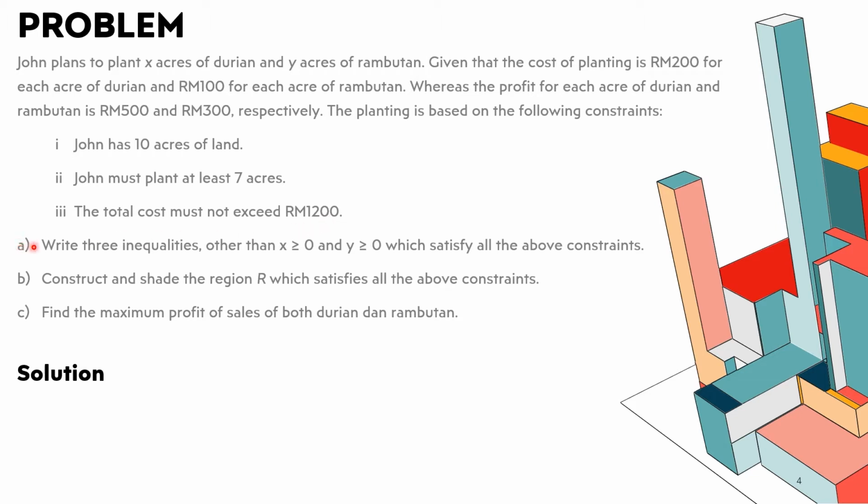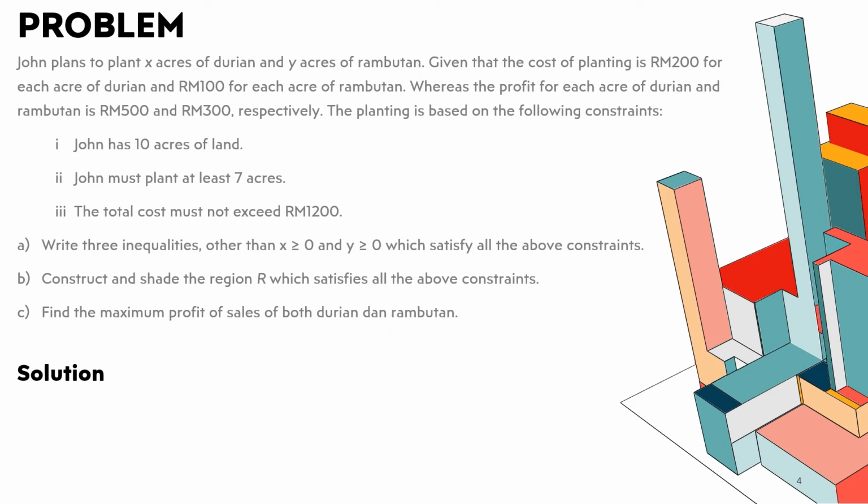So for question A, write 3 inequalities other than x greater or equals to 0 and y greater or equals to 0 which satisfy all the above constraints. B, construct and shade the region R which satisfies all the above constraints. And finally, C, find the maximum profit of sales of both durian and rambutan.